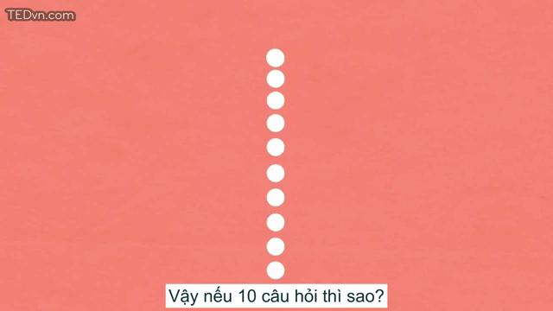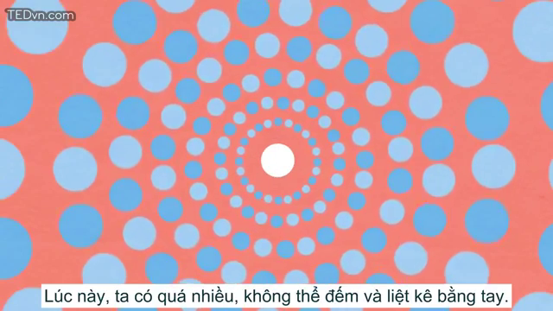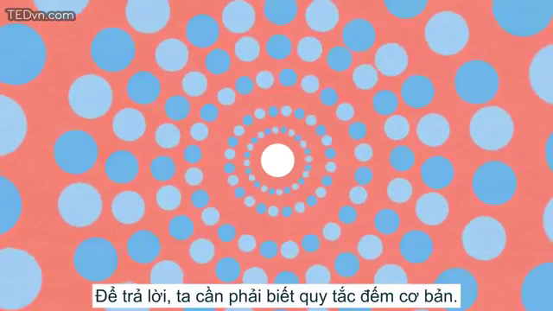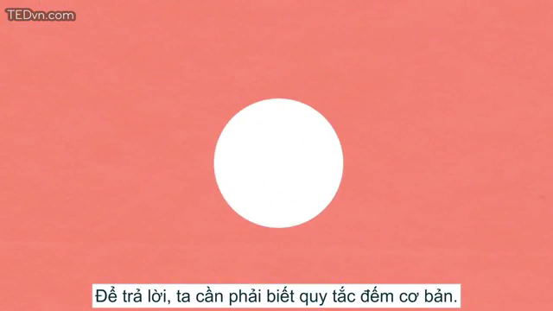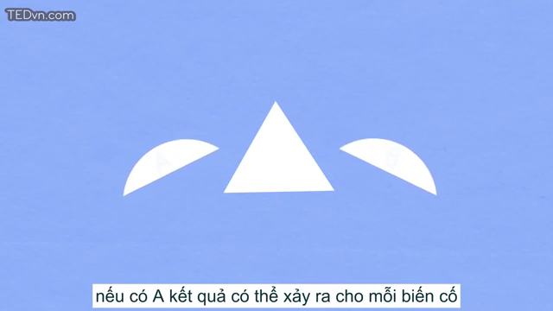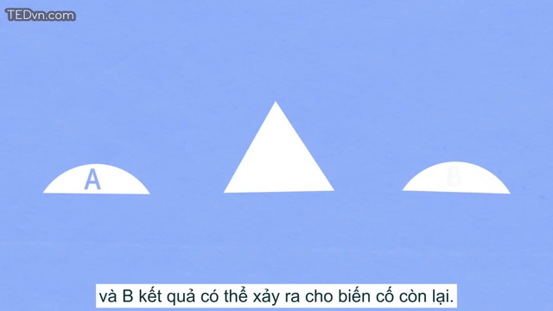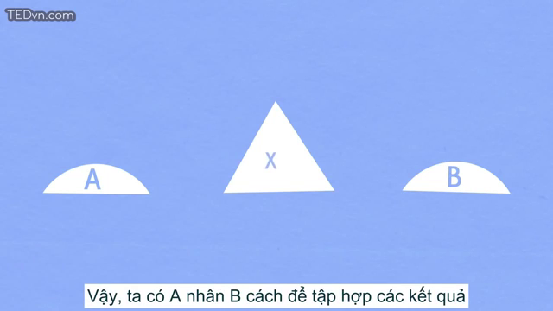What about a 10-question quiz? Well, this time there are too many to count and list by hand. In order to answer this question, we need to know the fundamental counting principle. The fundamental counting principle states that if there are A possible outcomes for one event and B possible outcomes for another event, then there are A times B ways to pair the outcomes.